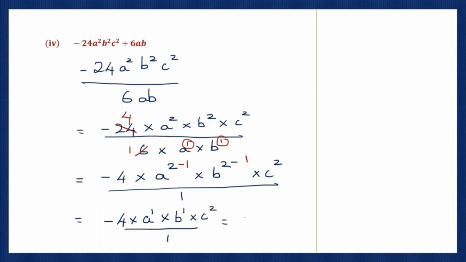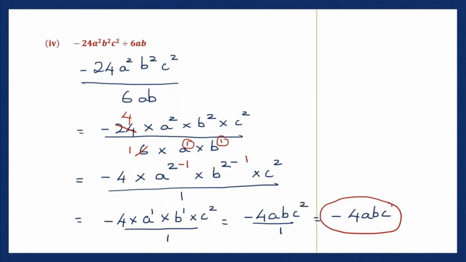So what do we have? Minus 4a b c by 1. Final answer is minus 4a b c. So this is our final answer. We have c square here, so let's not forget to add that. So final answer is minus 4ab c square. There is no change in c.